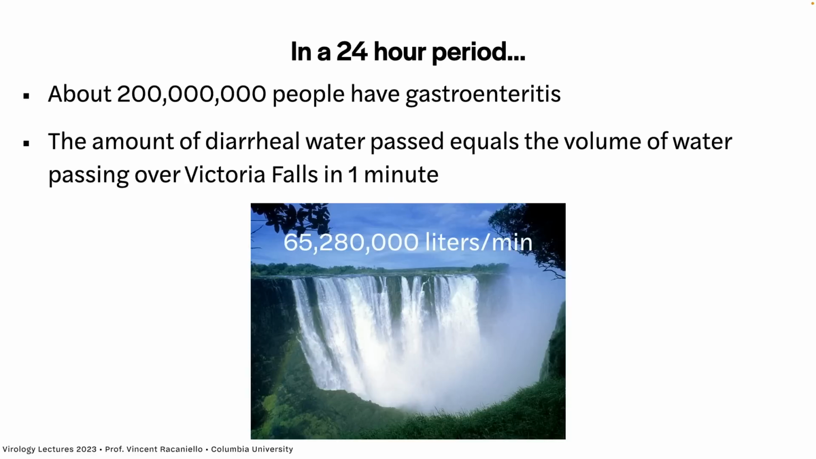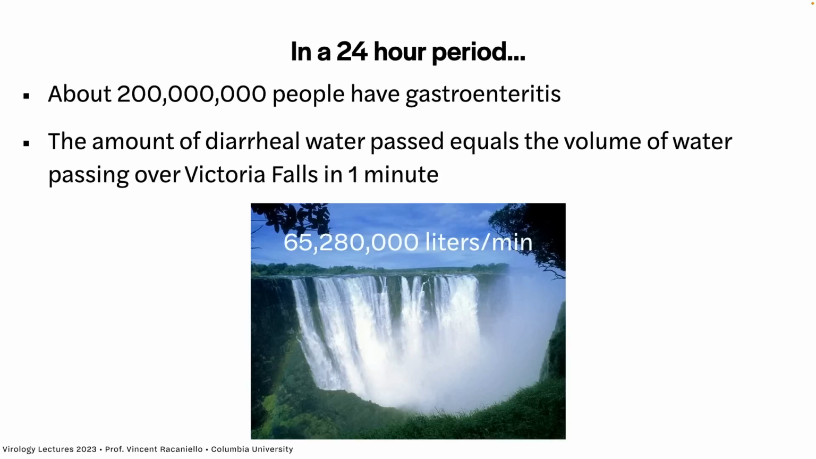Norovirus. This slide was given to me by a Stanford gastroenterologist. He said, Vincent, you have to use this. Did you know that in a 24-hour period, 200 million people in the world have gastroenteritis, vomiting and diarrhea?